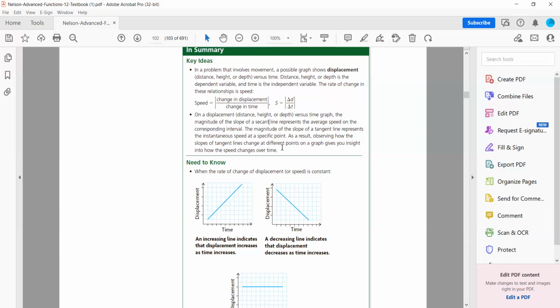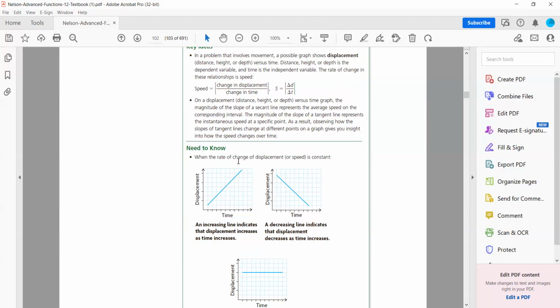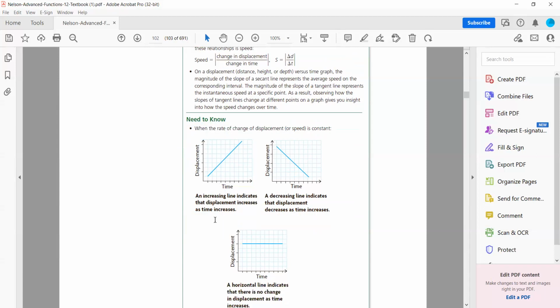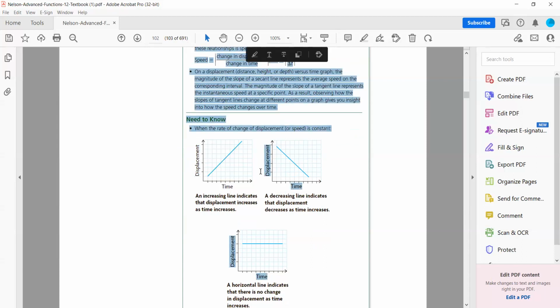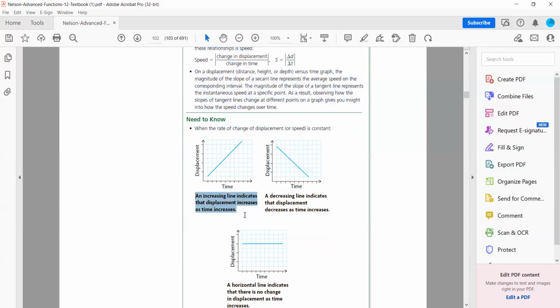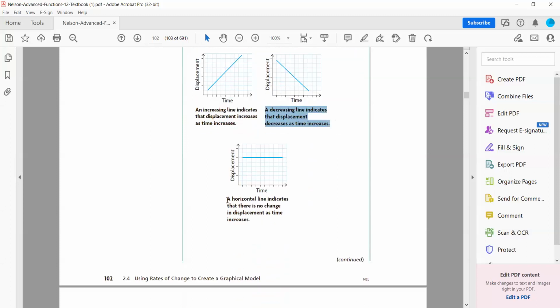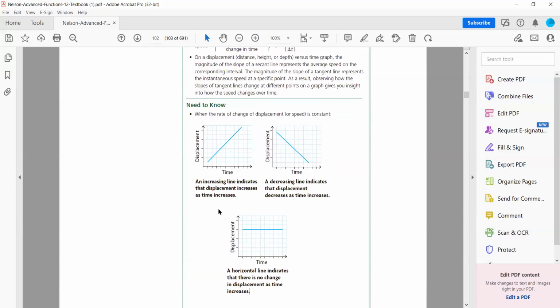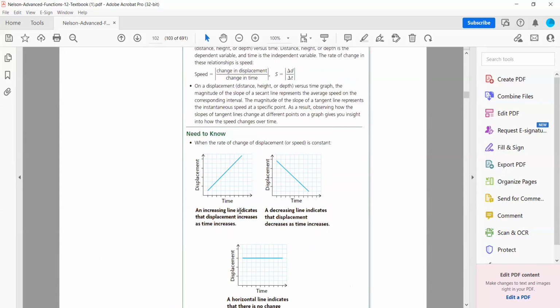As a result, observing how the slopes of tangent lines change at different points on a graph gives you insight into how the speed changes over time. What you need to know: when the rate of change of displacement or speed is constant, you can see that here we're constantly moving away, and here we're constantly moving backwards. An increasing line indicates that displacement increases as time increases. A decreasing line indicates that the displacement decreases as time increases. And finally, a horizontal line indicates that there is no change in displacement as time increases. Please take a moment to copy this down into your textbooks.